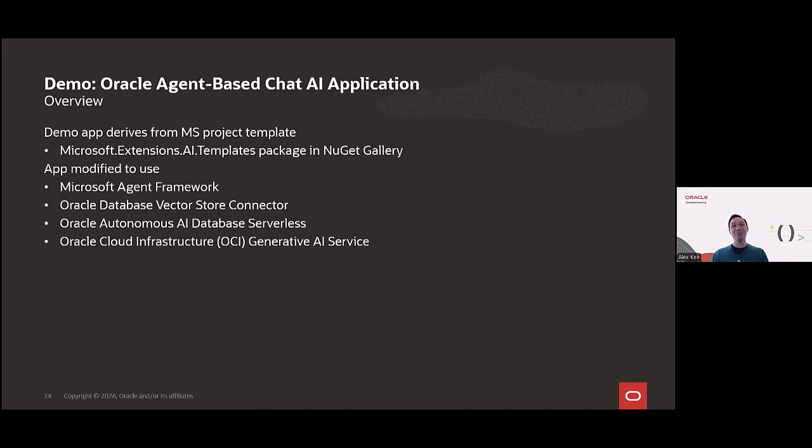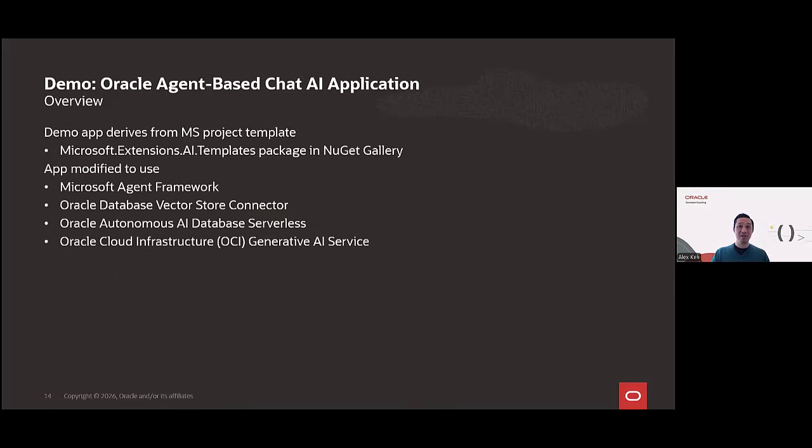I mean, it's very simple to use, but to give you understanding, because this is a technology webinar, you probably want to understand what is going on behind the scenes. What we did was we took a Microsoft-based example. In this case, it's a web chat example, and we got this from the Microsoft project template, and it uses the Microsoft Extensions AI template packages in NuGet Gallery. We modified a few things in it so that it would use the Oracle Autonomous Database for one, but also we're using Microsoft Agent Framework.